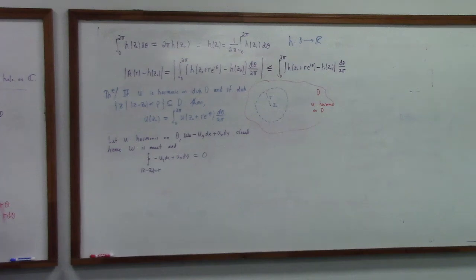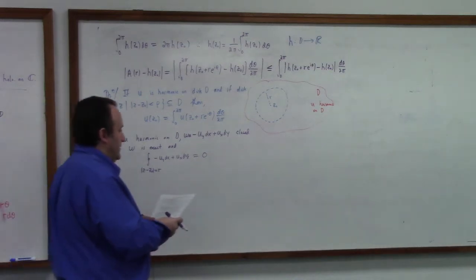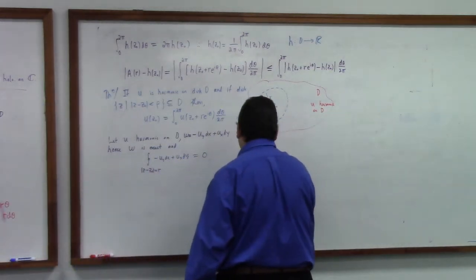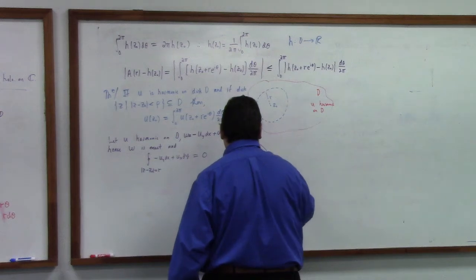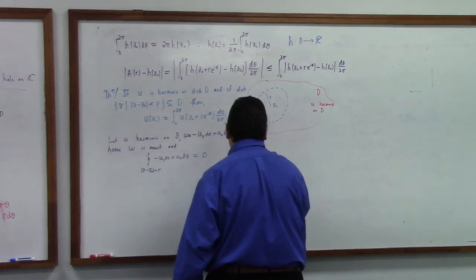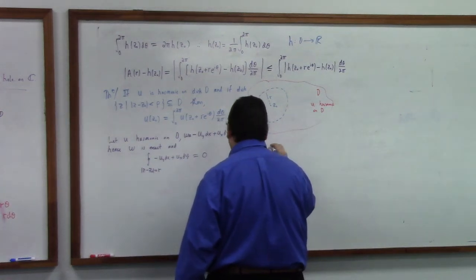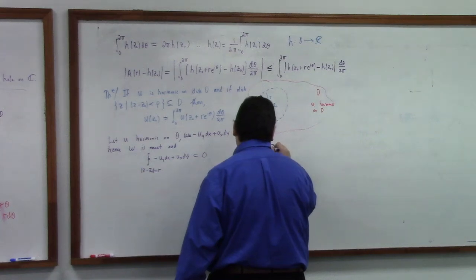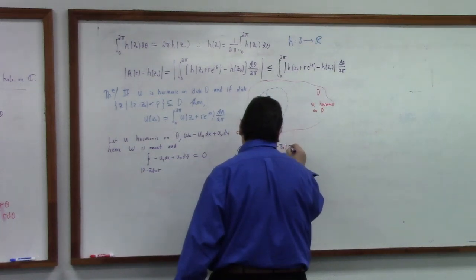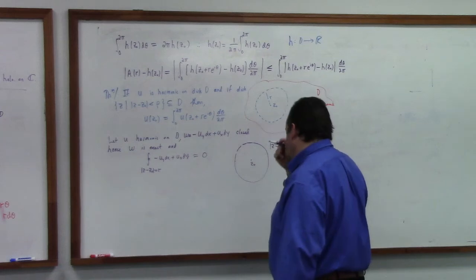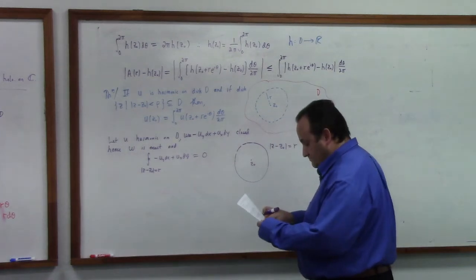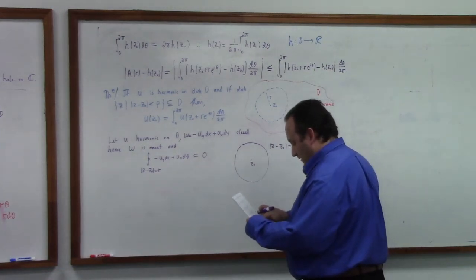Okay. So let's see here. So you got the circle, z0, and modulus of z minus z0 equal to r. So we have, let's see here.